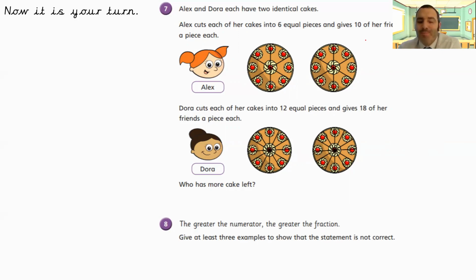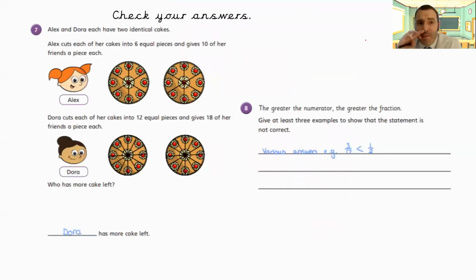How did we get on? Here are your answers. So Alex and Dora have the 2 identical cakes. Dora has more cake left. So let's just have a quick look why. So I've got sixths for Alex's cake, and she's given away 10 sixths. Dora has given away 18 twelfths.